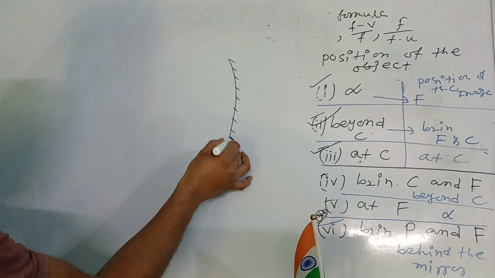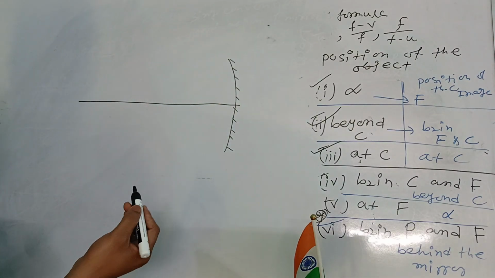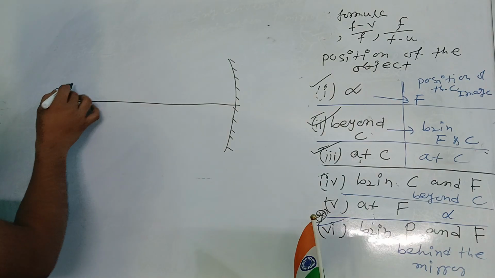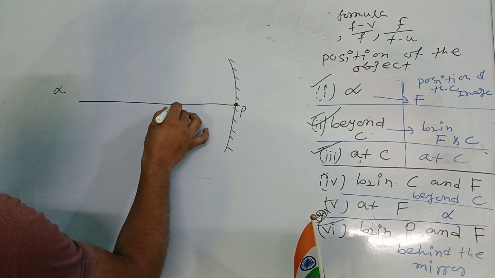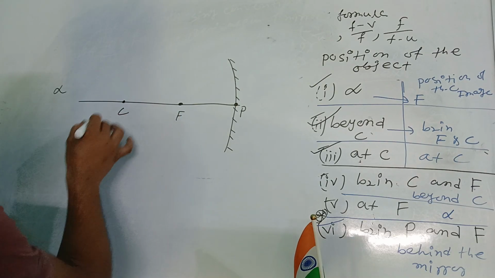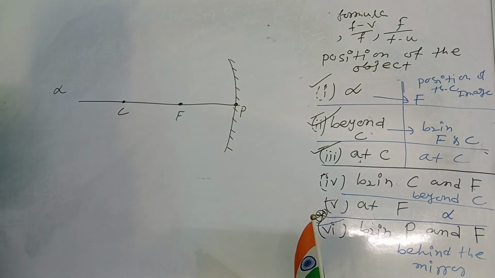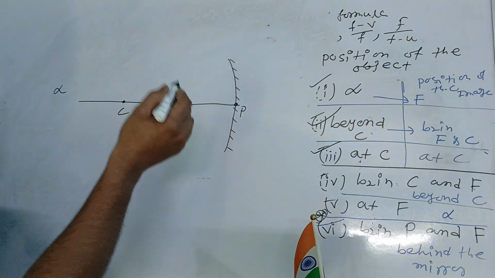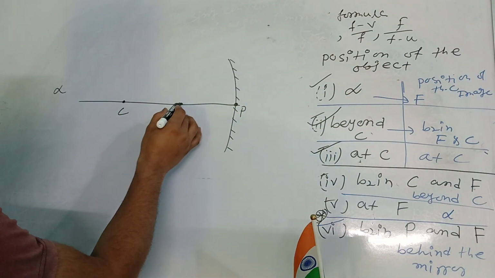So if we place an object in front of the mirror, at infinity, consider this point. This is the pole, this is the focus, and this is the center of curvature. The distances P to F and F to C are the same. When the object is at infinity, the image will form at the focus.